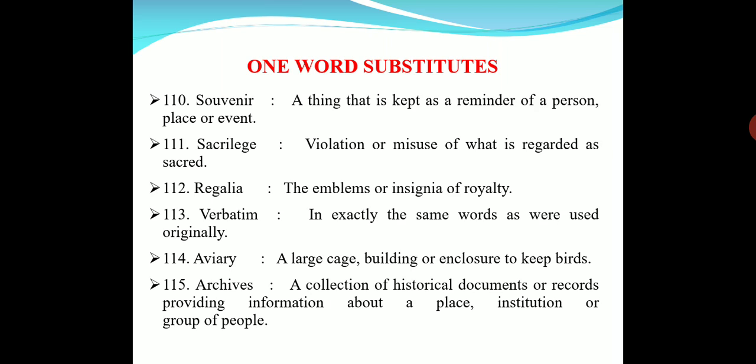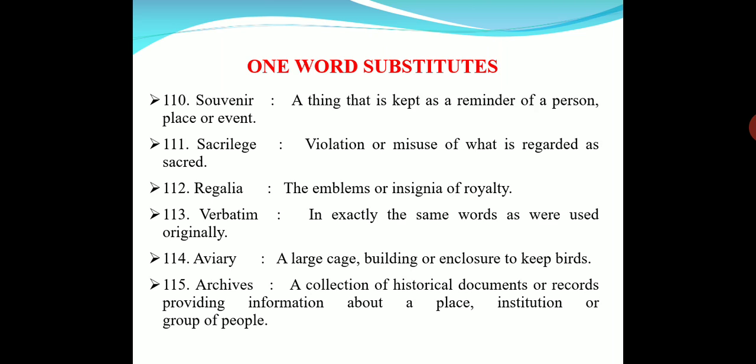Regalia. Regalia is the emblems or insignia of royalty. The emblems of royalty are called regalia. And verbatim. Verbatim is in exactly the same words as were used originally. Same words which are used originally, the same are called verbatim. Aviary. A large cage, building, or enclosure to keep birds. Aviary is a large cage or building where the birds are kept.